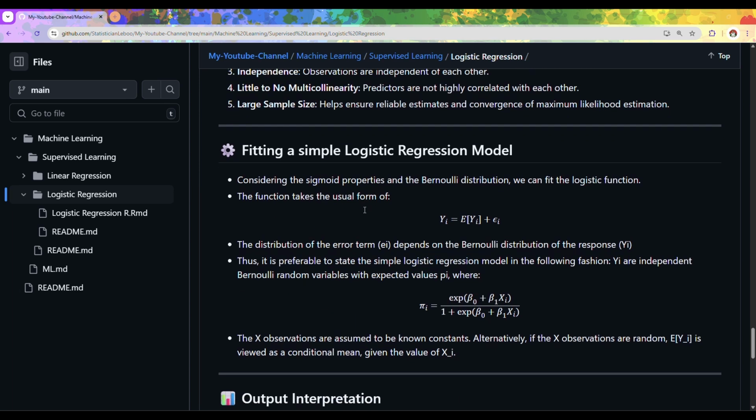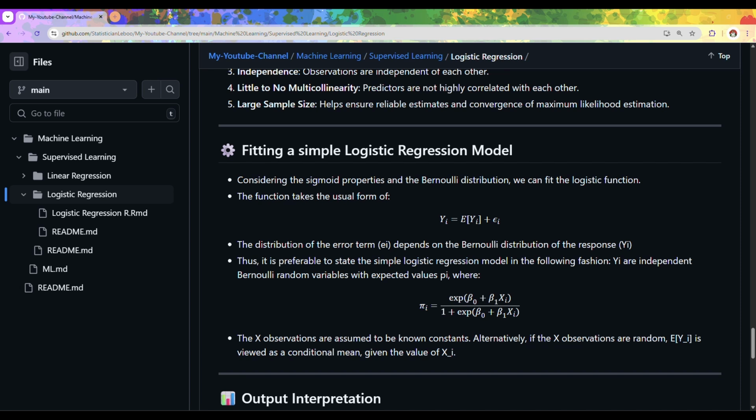How do we fit a simple logistic model? For a simple logistic model, considering the sigmoid properties from a Bernoulli distribution, we can fit a logistic function. So we have the Bernoulli distribution equation, and from that we can fit using the sigmoid function.